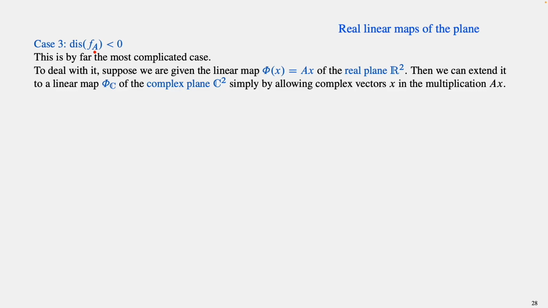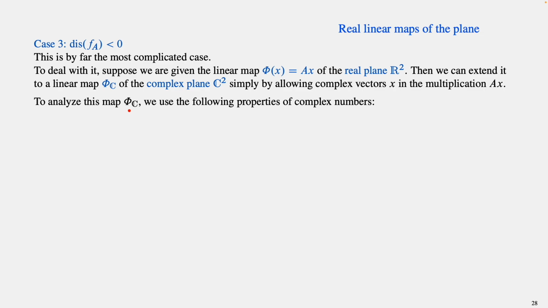But to understand this case, what we will do is take our real linear map and extend it to a linear map of the complex plane C2. How do we do this? Well, instead of just restricting ourselves to real vectors, or vectors with real coefficients in this equation here, we allow vectors with complex coefficients for the matrix multiplication AX, and thus we get a linear map which I call phi C of the complex plane by simply reusing the same matrix.